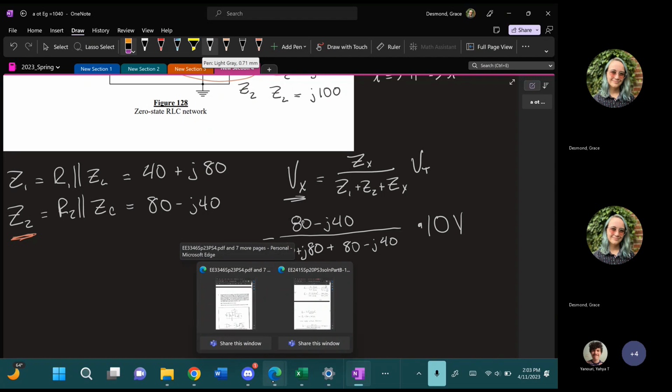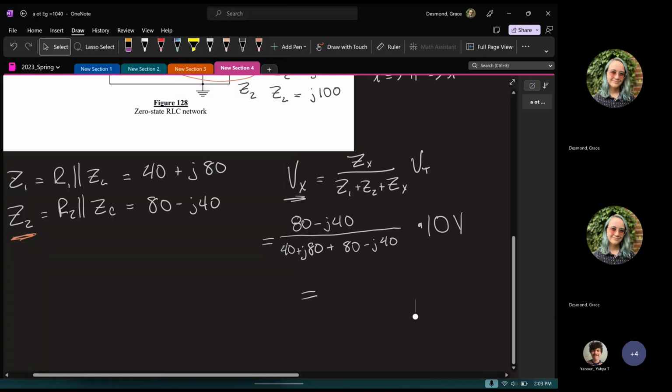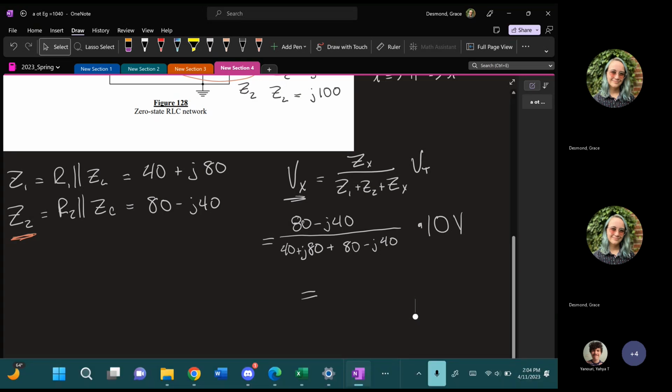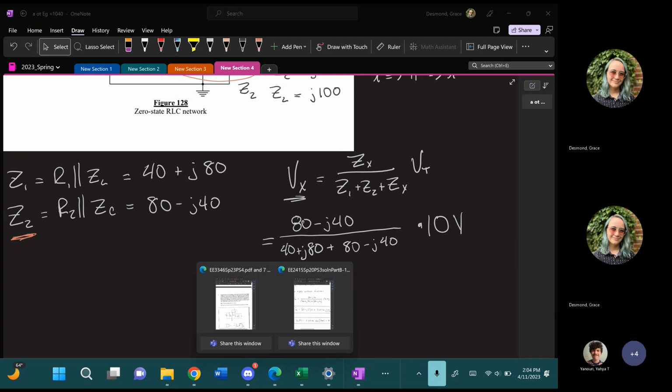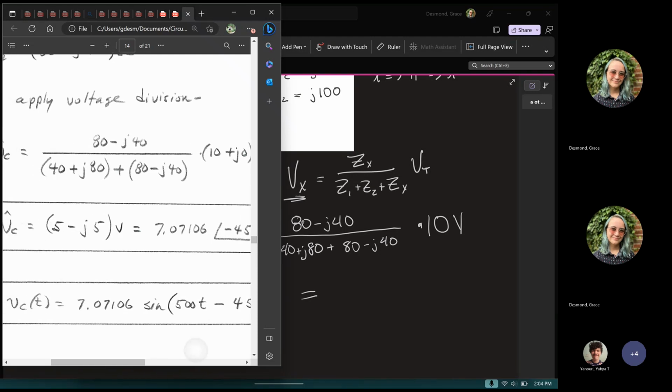And then 5 square roots of 2 for your polar. What'd you get? 5 plus 5j, and 5 square root 2. Okay, great. For polar, I also got 5 root 2, and the angle is 45 degrees. So that's why you do it like this. Voltage divider, just 2 components.